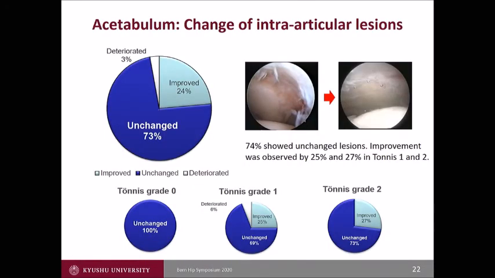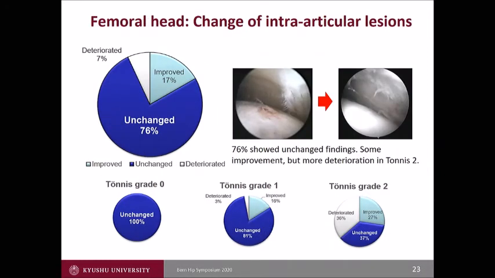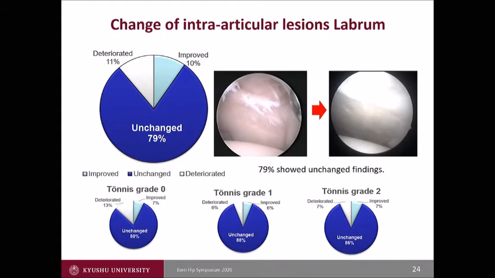So how about the second look? As for acetabular cartilage, 73% showed unchanged lesions. Improvement was observed in 25% and 27% in Tönnis grade 1 and 2, respectively. As for the femoral head, 76% showed unchanged findings. There was some improvement, but more deterioration in Tönnis 2. As for the labrum, 79% showed unchanged findings.